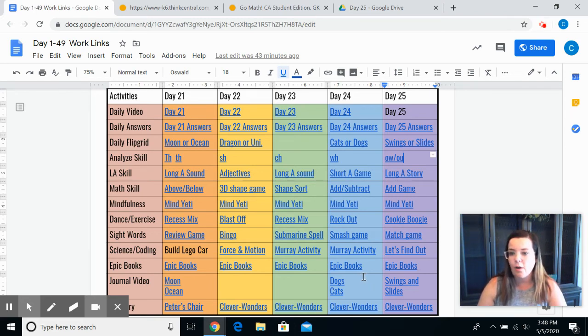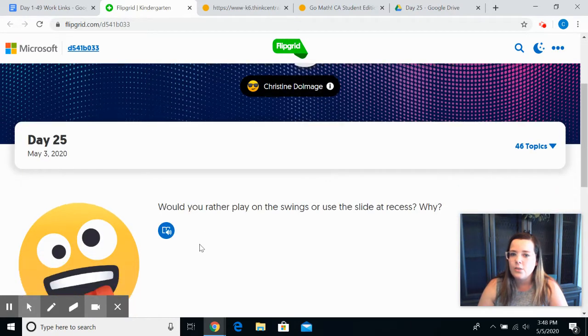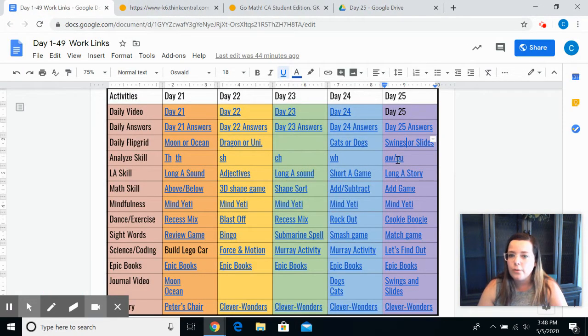We're going to get started with your activities online. So here's our sheet. Of course, your video is going to be here. Your answers for today's work that we're going over is right here. You have a daily flip grid. It looks like this today. We're looking at swings and slides. It says, would you rather play on the swings or use the slide at recess? Why? Not only will we be using that for your flip grid, but also for your journal.